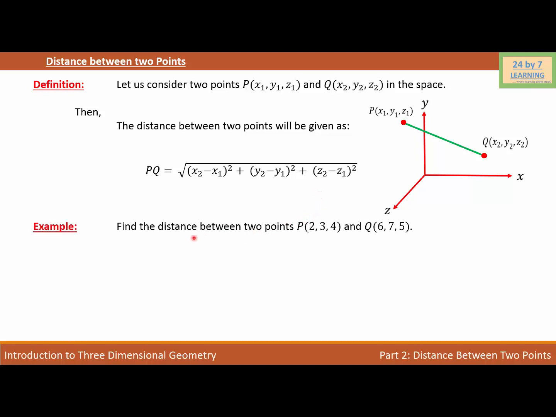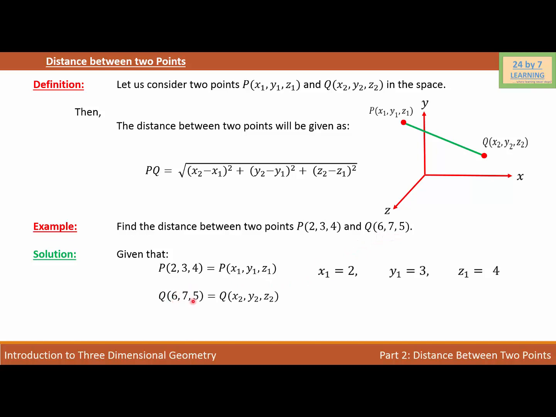My example is: find the distance between 2 points P (2, 3, 4) and Q (6, 7, 5). As you can see, it is given that my point P is (2, 3, 4), which is basically my point (x1, y1, z1). So I'm going to compare these 2 coordinates. If I do that, I will write x1 is equal to 2, which is over here. y1 is equal to 3, which is over here. And z1 is equal to 4, which is over here. Now let's consider the second point, which is point Q (6, 7, 5). So my point Q is (6, 7, 5).